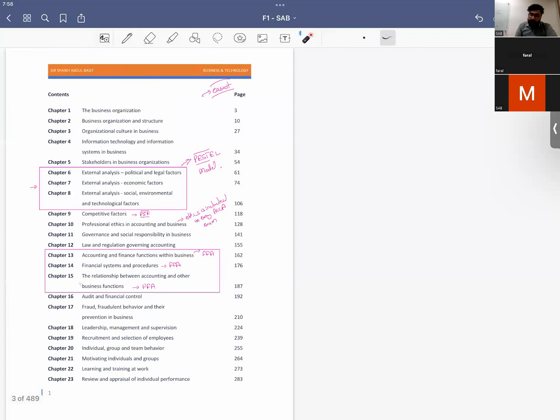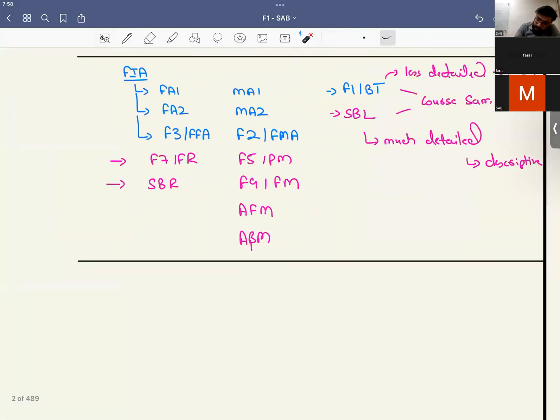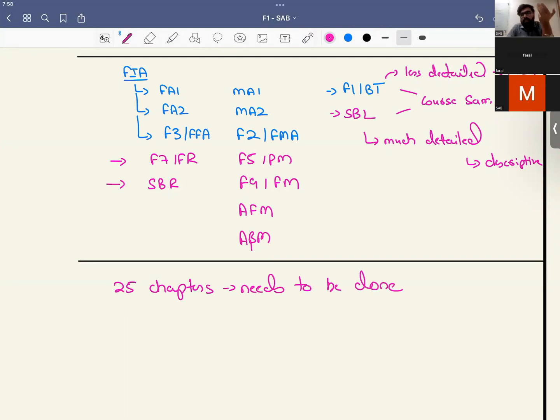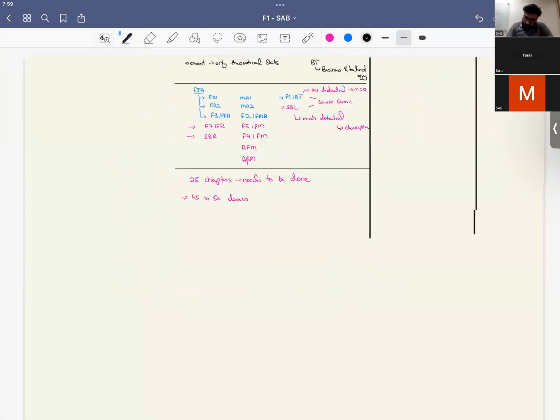So a total of 25 chapters needs to be studied, right? A total of 25 chapters needs to be done. A maximum of, we could say, 45 to 50 classes for doing these chapters, right? 45 to 50 classes.